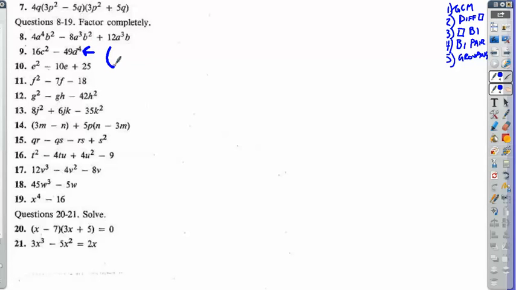And a difference of squares will always be factored by a pair of binomials. One's going to have an addition, one's going to have subtraction, and we're just going to take the square root of both of these terms. Square root of 16c squared is 4c. The square root of this one is 7d squared.